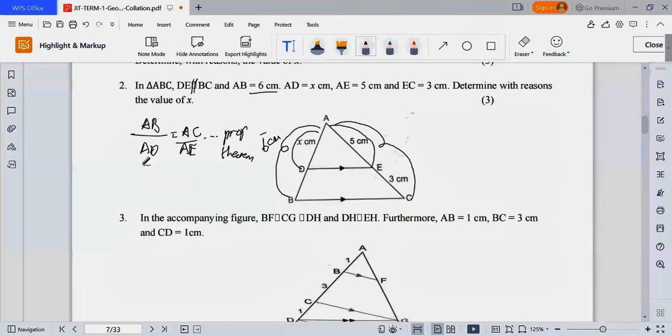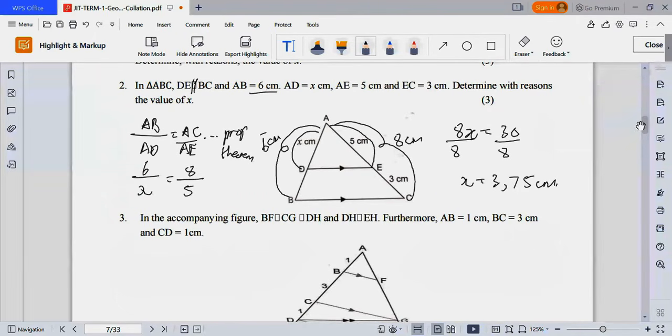Then our AB, we can substitute 6, and AD is X. Our AC here, if we add the 5 and 3, gives us 8 centimeter. So we have 8, and our AE here is 5. Now we can all see at this point, we just need to cross multiply. So we'll have 8X equals 6 multiplied by 5, which is 30. Then we divide both sides by 8. If we punch it in a calculator, it gives us 3.75 centimeter.